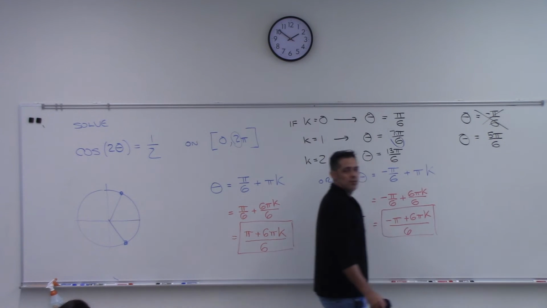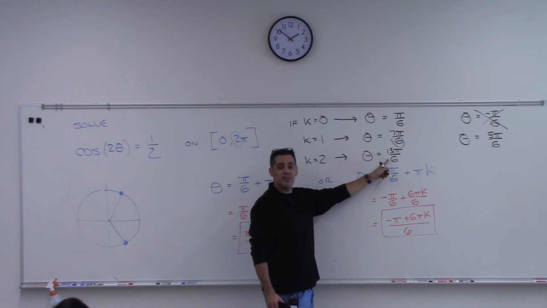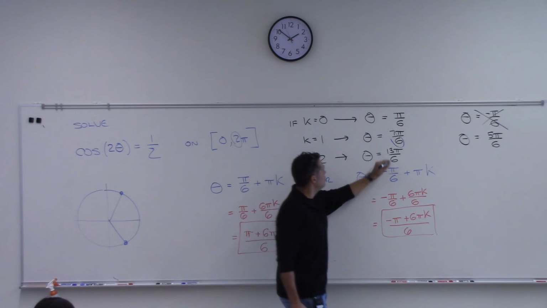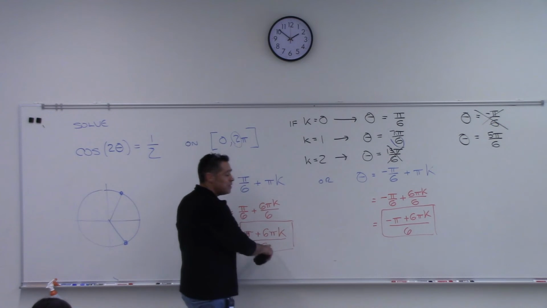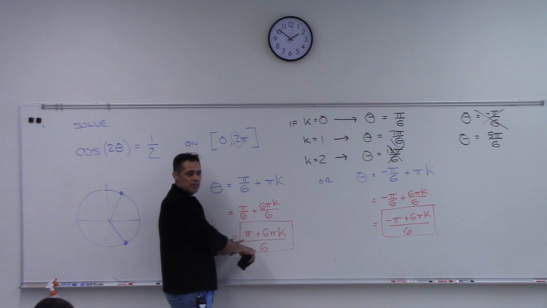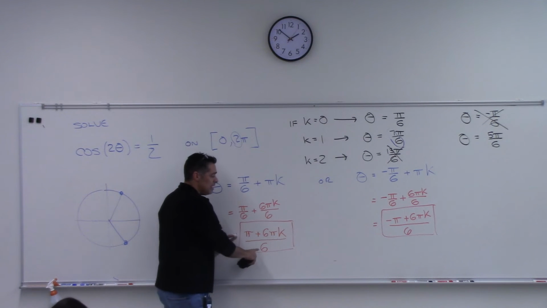Is that bigger than 2 pi? Yes, because 13 divided by 6 is bigger than 2, right? So you're done here, right? You're done. That means you don't have to do any more k's here because you've exceeded the interval. You've gone past the 2 pi now. So you don't need any more k's here.